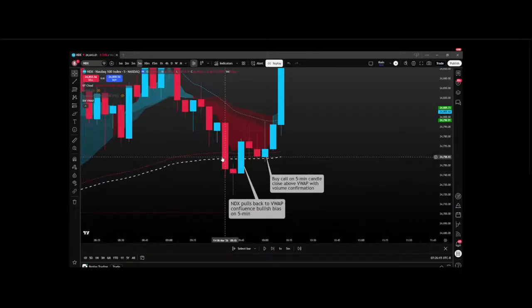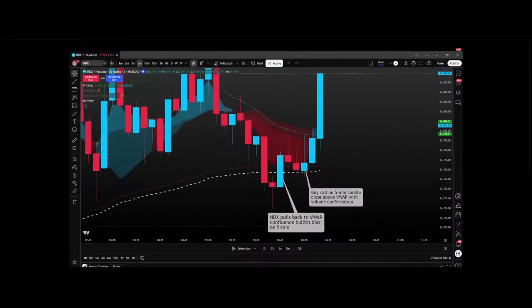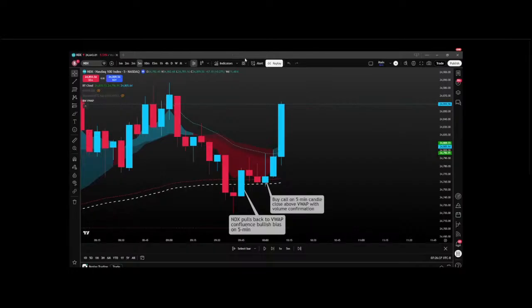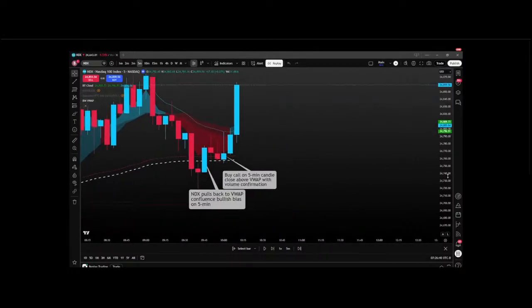So NDX pulls back to VWAP confluence, and our bullish bias is on the 5 minute because we end up closing above it. We come down, we tap it again. This is where I enter, because it tapped it and bounced off of VWAP. I buy on the 5 minute candle and we close above VWAP with volume confirmation. And that was pretty much it. That's how I entered one of my Friday calls.